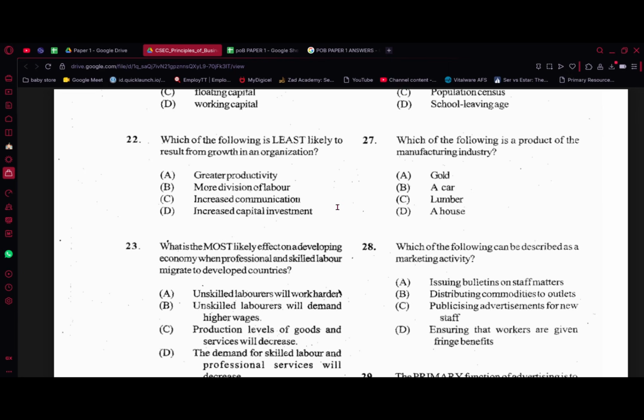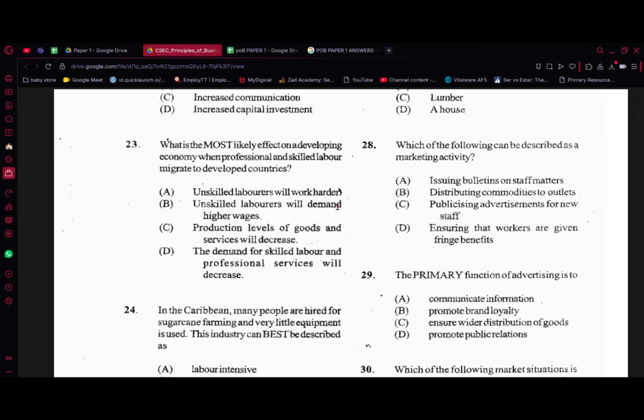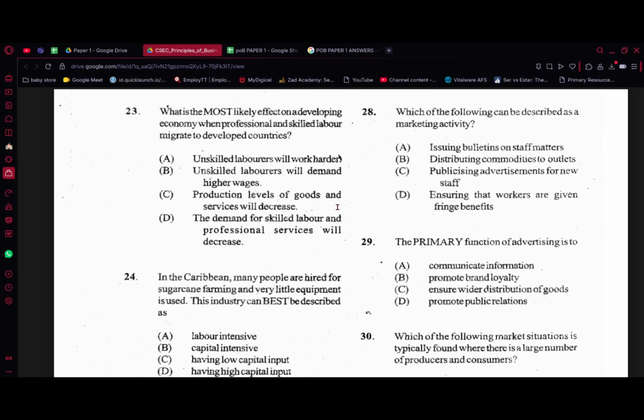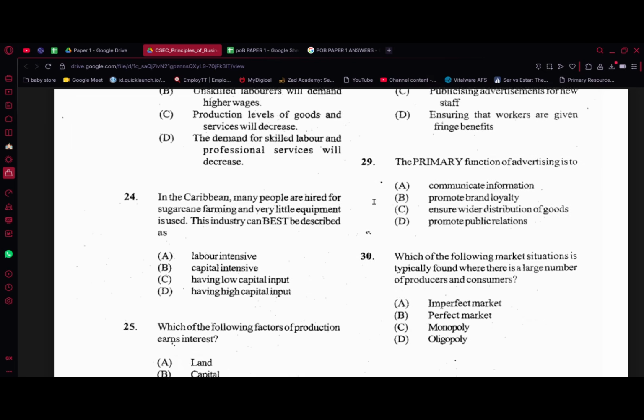22. Which of the following is least likely to result from growth in an organization? The answer is C. Increased communication. 23. What is the most likely effect on a developing economy when professional and skilled labor migrate to developed countries? The answer is C. Production levels of goods and services will decrease.